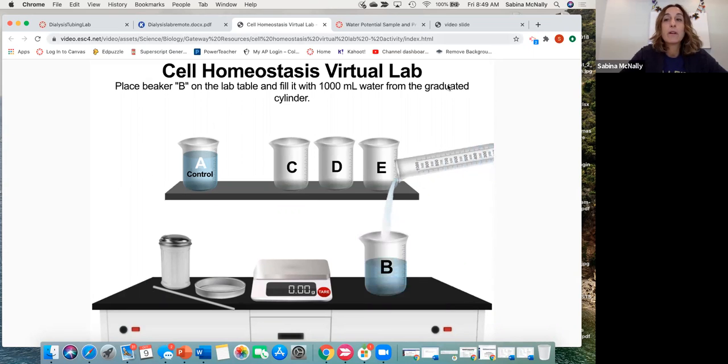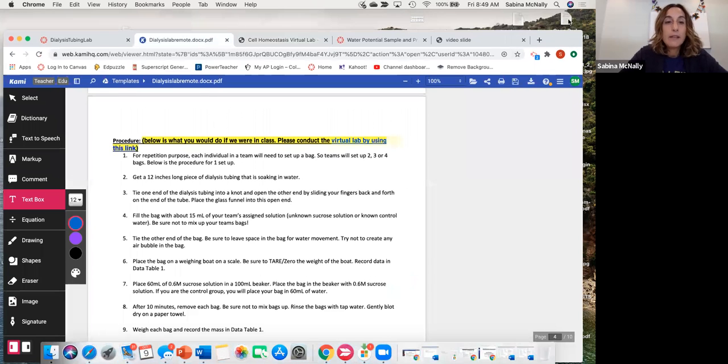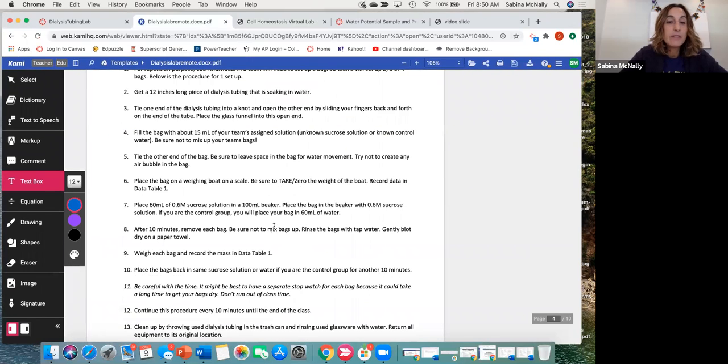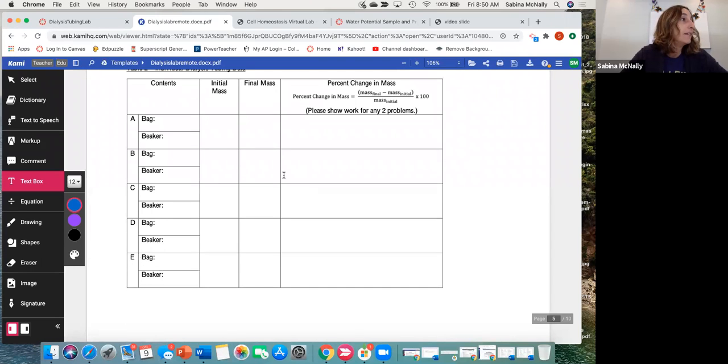And so when you are going through this, you don't want to do this lab a gazillion times. Here's where you're going to put what is in the bag and what's in the beaker and the initial mass. You got to type that in. And then your final mass. And then I just need work for any two problems. Final minus initial over initial times 100. That is what I'd like you to get done up to there.